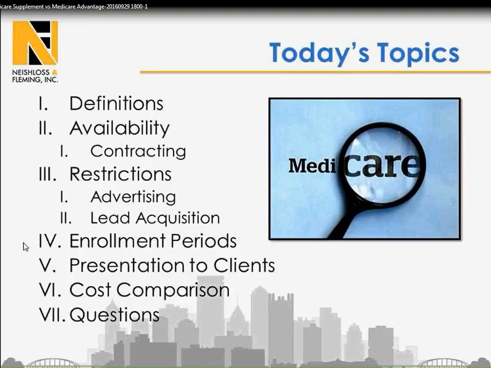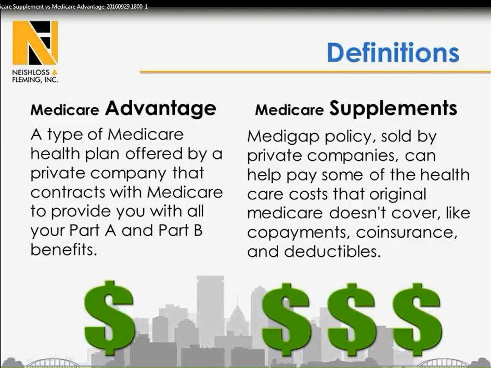Second thing we're going to go over is availability. Contracting followed by restrictions. That's going to be the advertising restrictions, lead restrictions, how you can contact your client restrictions, followed by enrollment periods. Special enrollment periods are a whole new animal, especially with plan exits in some areas, so I do want to address that as well. Now, the last thing we're going to do is presentation to the clients. How do you position them flat out? How do you describe both plans fairly without spending hours doing so? And then finally, a cost comparison. Which one makes the most sense?